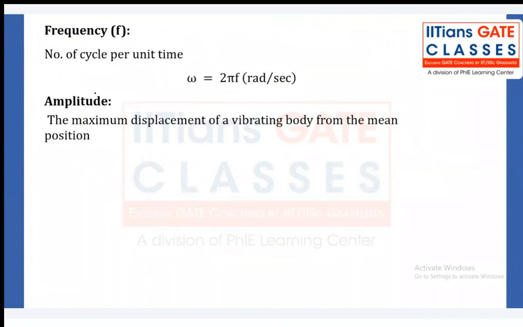Note down the frequency. How many cycles are completed per unit time? That is called frequency. And what is the relationship between frequency and angular speed? It's ω = 2πν. Sometimes we write it with the representation f, small f, for frequency. What is the meaning of amplitude? The maximum displacement of a vibrating body from the mean position is called amplitude.